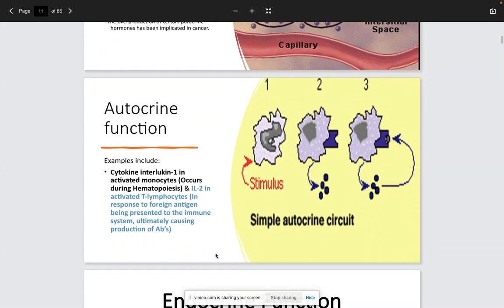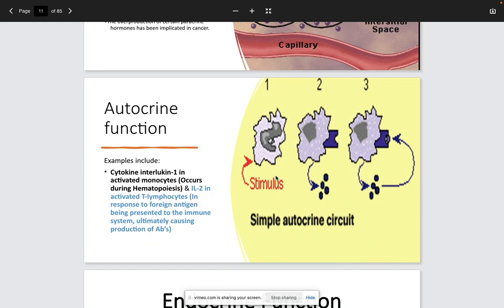Here's an example of an autocrine circuit. Here we have an input of a stimulus. For this example, we are going to use interleukin 1 and interleukin 2. Interleukins are just going to be secondary messengers that are produced by the immune system. This is going to trigger things like T lymphocytes or your memory cells to respond to foreign antigens. Interleukin 1 can trigger different things like the activation of monocytes or your macrophages. Those can undergo phagocytosis and digest foreign bacteria. This is also responsible for red blood cell production.